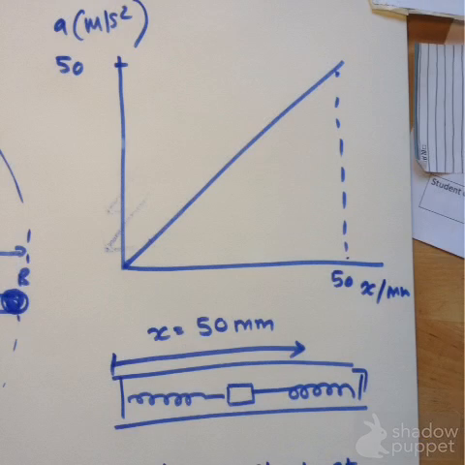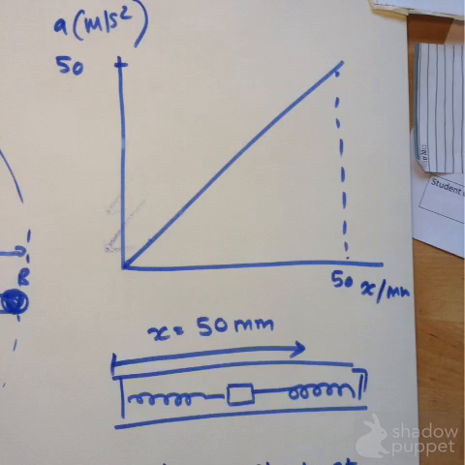So if you look at that sketch of that graph there, which is showing you displacement on the x-axis against acceleration on the y-axis. So when you have a displacement of 50 millimetres, your acceleration is 50 metres per second squared. And this relates to the mass on a spring system, which is sketched below. So you've got this oscillating mass between two springs, and you're showing what the acceleration is at various displacements.